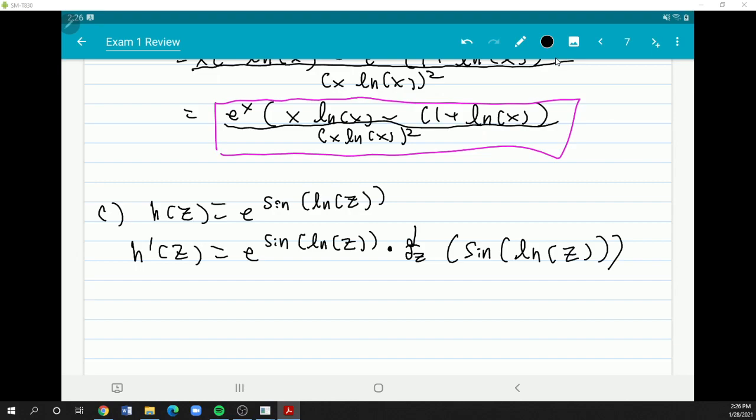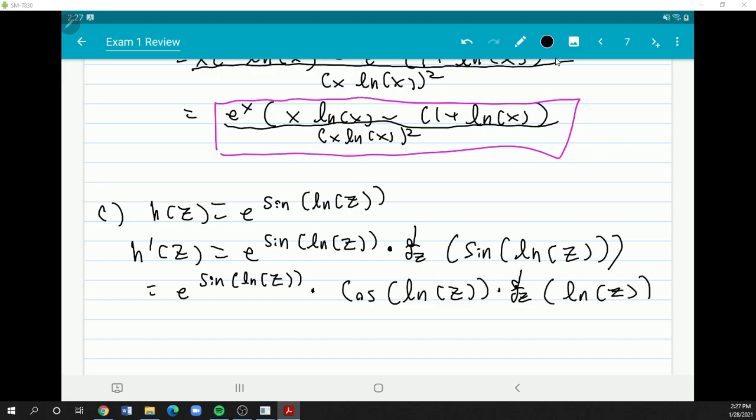Now we need to do another chain rule because we have sine of log z. So this is e to the sine log z times, and then the derivative of sine is cosine. And I leave the inside function alone by chain rule. Times d dz of log z. So that needed two applications of chain rule. The more practiced you get, the more quickly you can hammer these out.